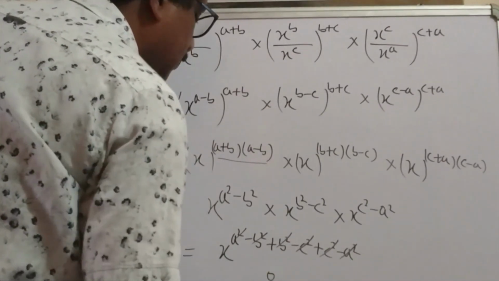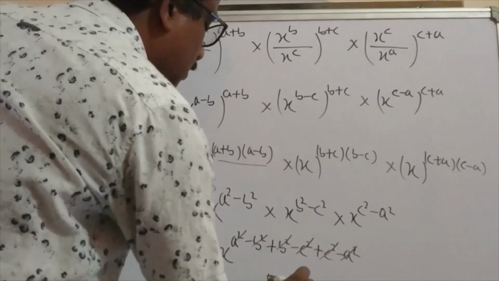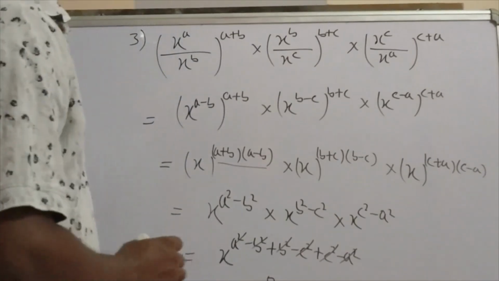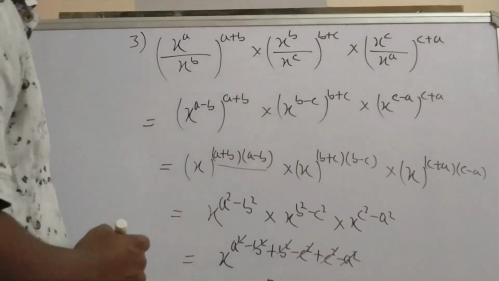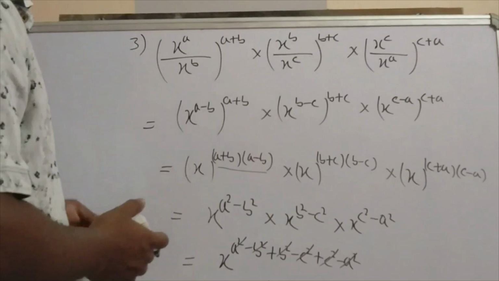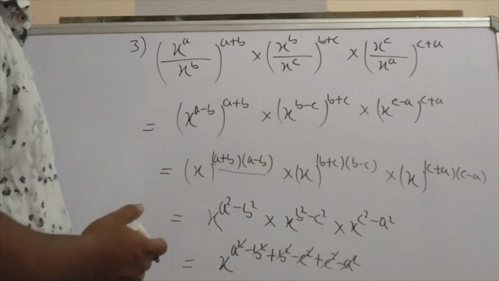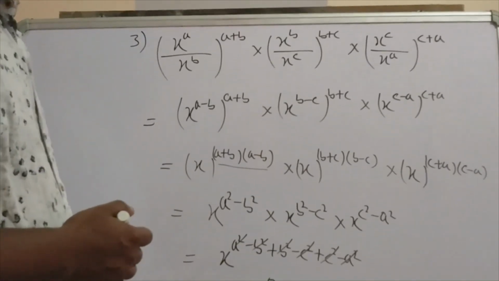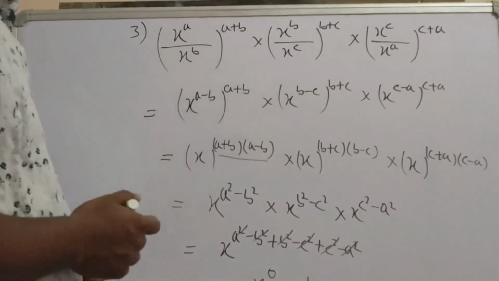So what is left? x to the power 0 is equal to 1. Power is 0 means the answer is 1. Solve. So easy. This much you have to do. You will get a 4 mark question like this in the exam. And very important but very easy.